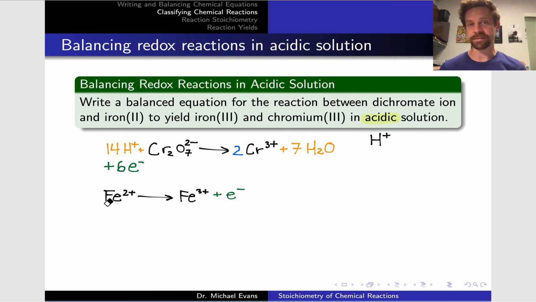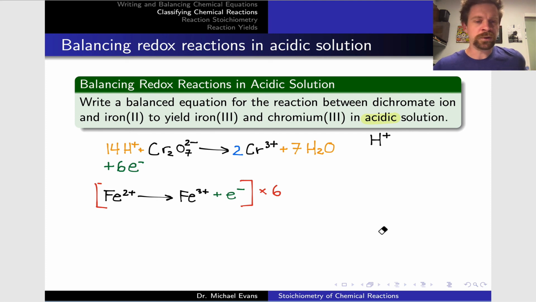In the second half reaction, the charges don't balance either. We go from plus 2 to plus 3, and in order to make the charges balance, we have to add a negative electron on the product side so that we have plus 2 overall here and plus 2 overall here. So now our charges balance. We're almost ready to add the oxidation and reduction half reactions together. We just have to scale them so that their numbers of electrons match. Specifically, we've got to take this second reaction and multiply everything by 6 before we add them together.